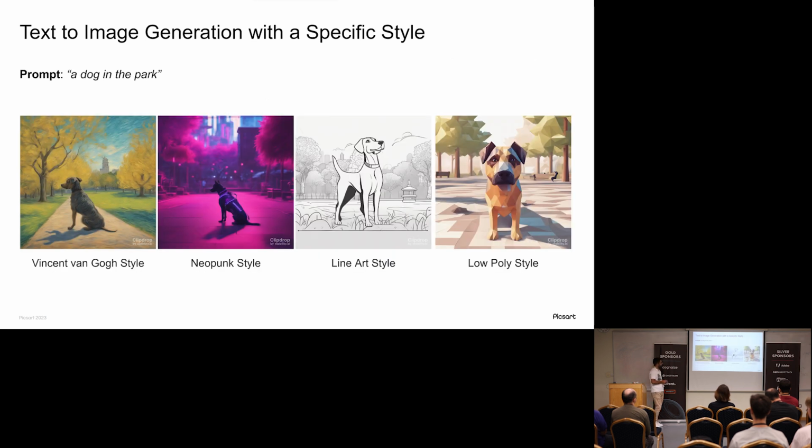So now, if we already imagine how we can generate images from the text, what does it mean to generate images with some specific styles? We have a prompt, we have a text: a dog in the park. We can generate totally different images with different styles, but the context, the semantic meaning will be the same. The main difference here is the style. We have Van Gogh style, neopunk style, line art, or something else. This is what we mean by saying generate images with some specific styles.